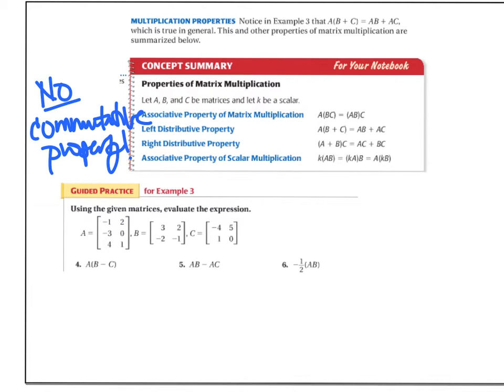No, no, no. And that will become very important as we move on. So here is your guided practice. If you needed more practice, do number 4, 5, and 6 and see what answers you get. The answers to 4 and 5 should be the same, so that'll tell you if you get them right. And for your answer to number 6, you would multiply the matrices first and then multiply by negative 1/2.